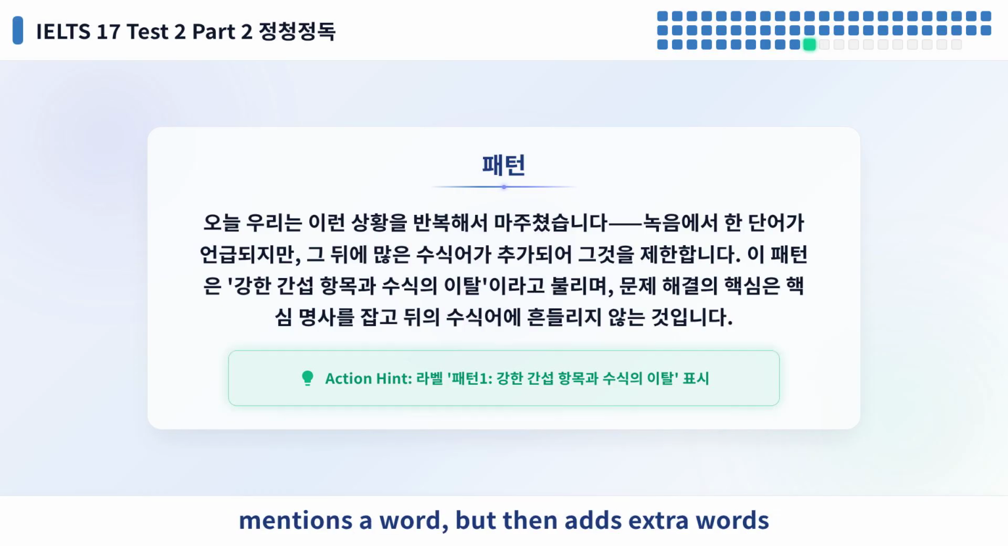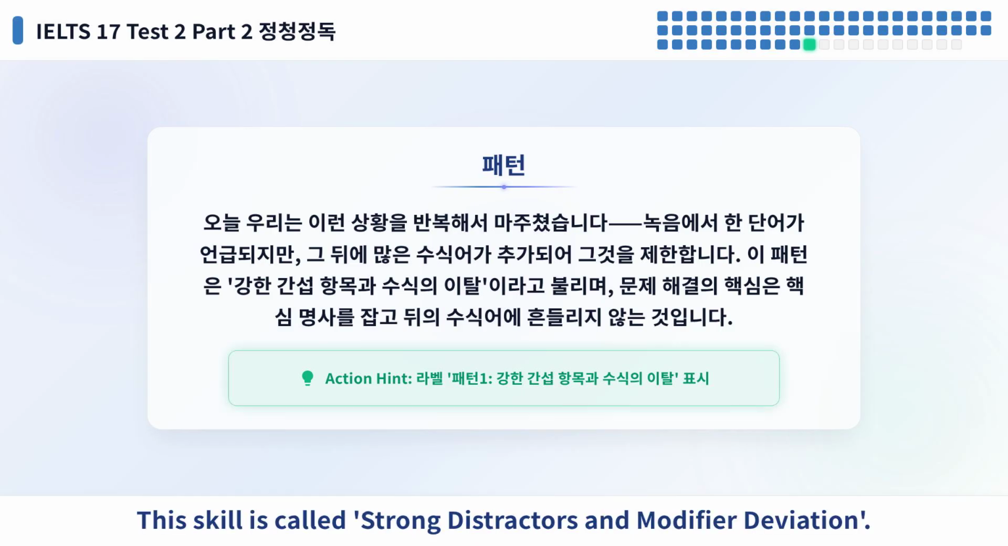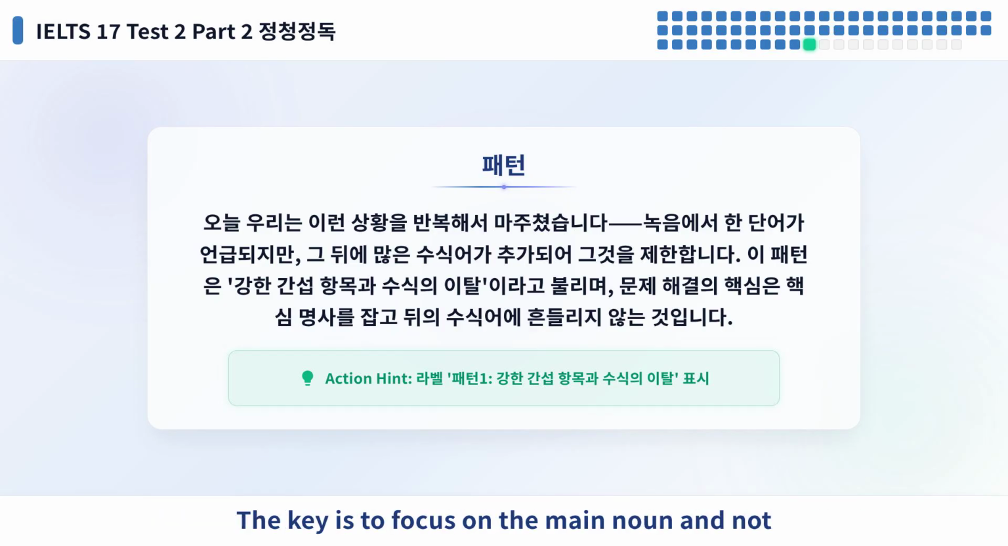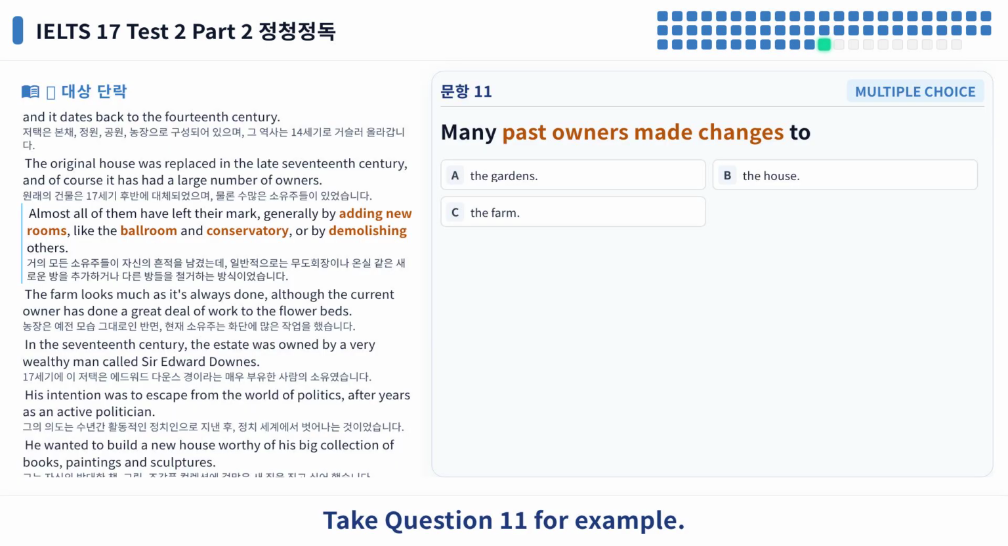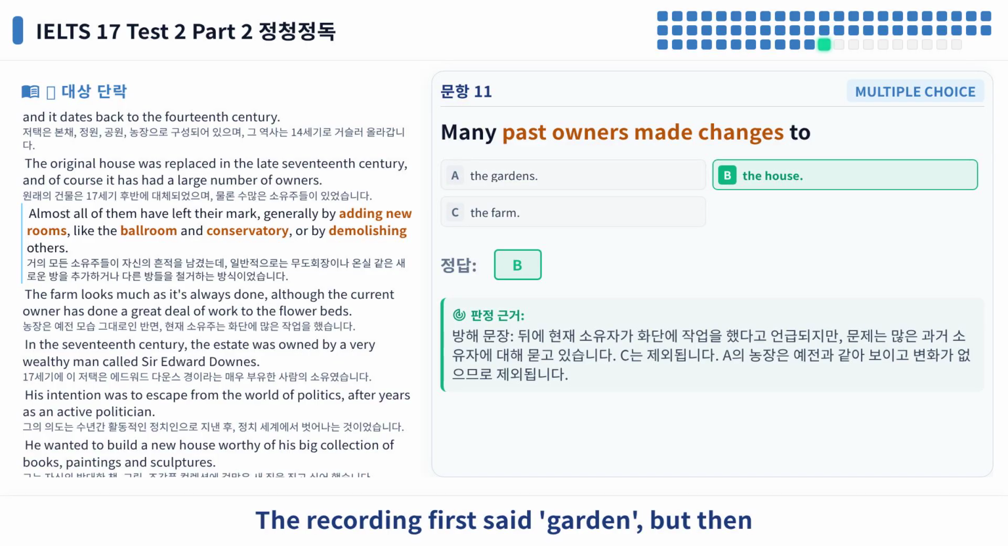Another common situation is that the answer does not come right away. The speaker first gives some background and then gives the key information. This skill is called delayed information and limited modifiers. The key is to be patient and not decide too quickly. For example, in question 15, the recording talked a lot about the farm first, but the answer, cowshed, only came at the end. If we wrote down the answer too early, we would miss the correct one.